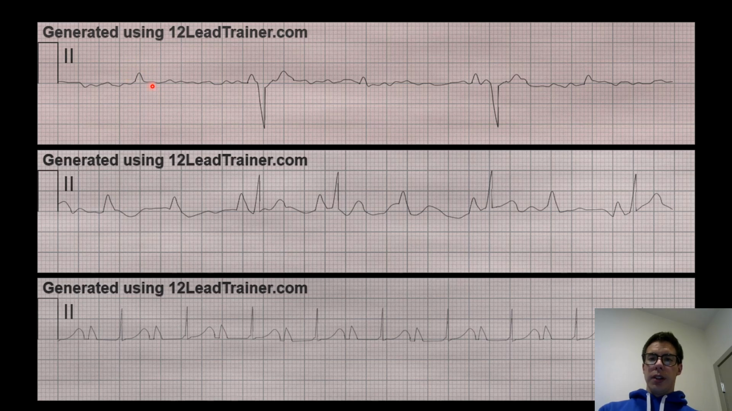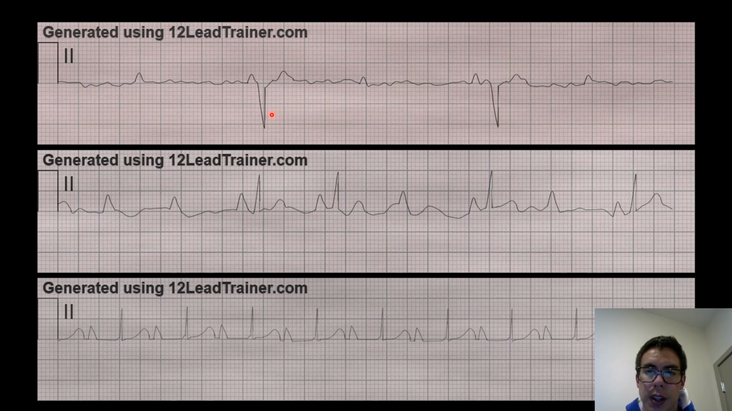So, this top one here. All right, let's see. We have probably a regular RR interval. We can't tell because there's only two beats in here, so you would want to print out a longer strip so you could be sure of that. But yeah, this is like 20 beats per minute, so slow.